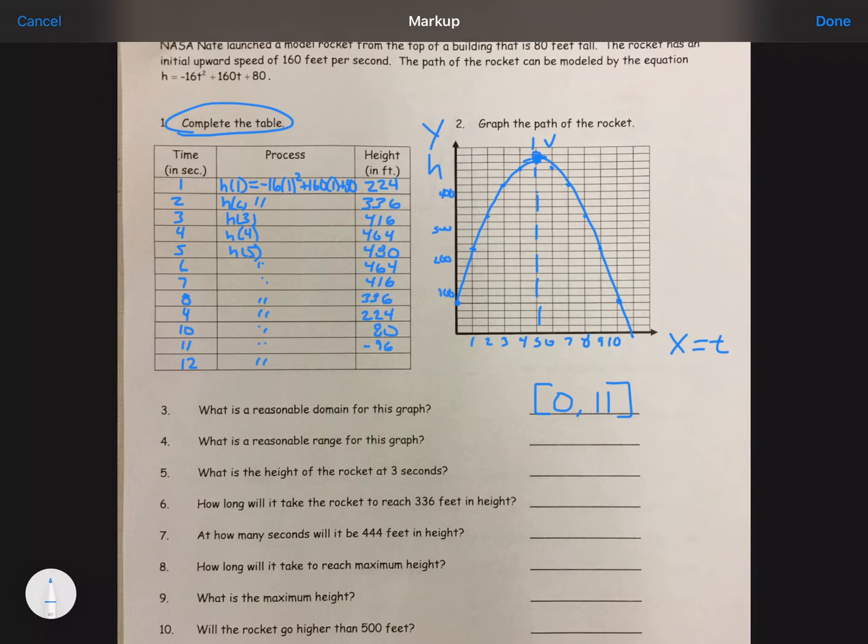What's a reasonable range? 0 to, what's the highest point? What's range? Ranges are, it's not time, but what? Height. How high did it go? Sadie, how high did this go? What was the highest point? 480, yeah.